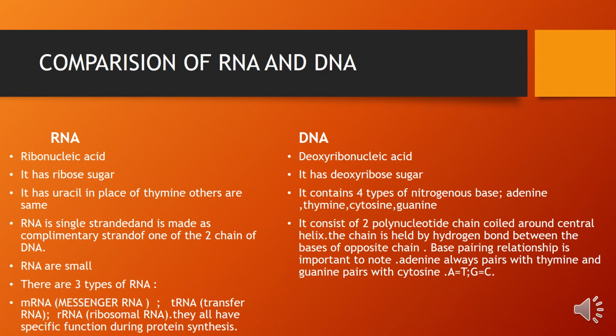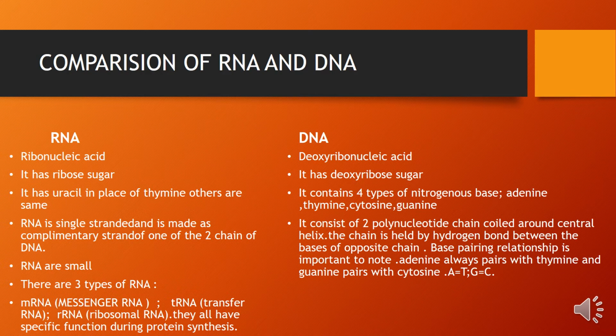What are the comparisons of RNA and DNA? RNA is ribonucleic acid. DNA is deoxyribonucleic acid. RNA has ribose sugar, DNA has deoxyribose sugar. RNA has uracil in place of thymine and the others are the same. DNA contains 4 types of nitrogenous bases: adenine, thymine, cytosine, guanine. RNA is single-stranded, made as a complementary strand of one of the 2 chains of DNA, and in DNA there are 2 polynucleotide chains coiled around a central helix. RNA is small, DNA is long.